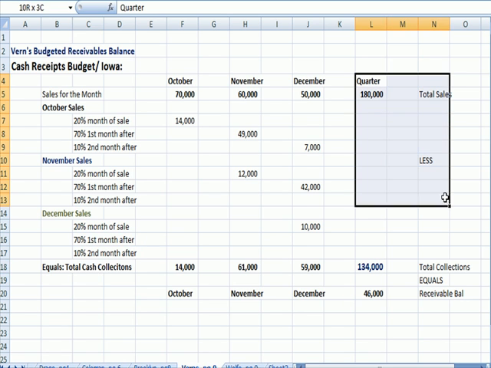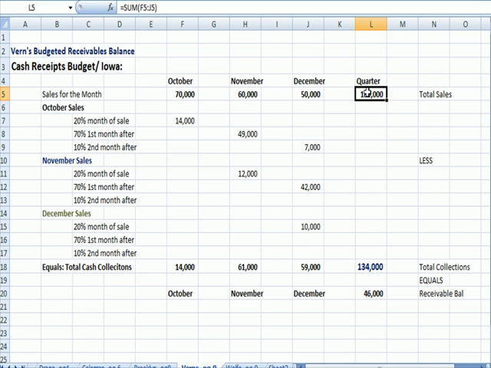Similar formula in the totals column. We have our total sales, the sum of all the sales, less collections, the sum of all the money we collected, and each of these columns is a sum. Sales less collections equals our ending receivable balance, which happens to be 46,000. So that is a cash receipts budget.